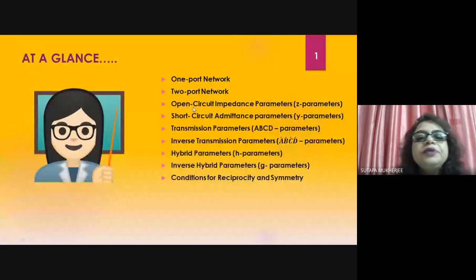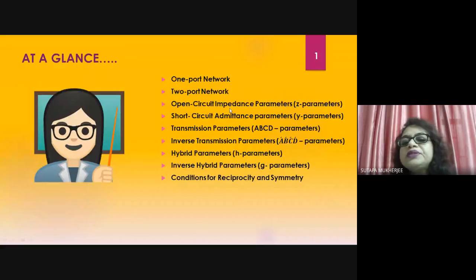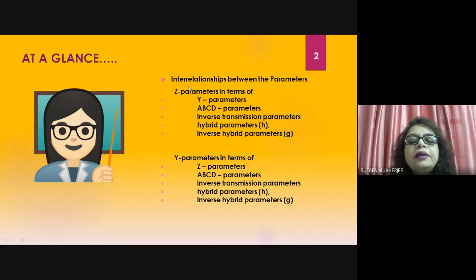Already we have completed 1 port, 2 port, open circuit impedance, Z parameter, Y parameter, ABCD, inverse transmission, hybrid, inverse hybrid, condition for reciprocity and symmetry in all these parameters. And the interrelationship between the parameters, you have done it. I have given a problem. I think you have done it.